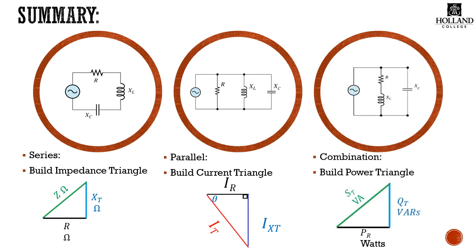Finally, when trying to find a solution of a combination circuit, the easiest way to do it is to isolate each of the branches. Solve those branches to find the individual powers. Then build a power triangle with all the individual powers. Use your total power to find your total current, and use that to find your total impedance. With your total powers, you can also find the circuit angles.